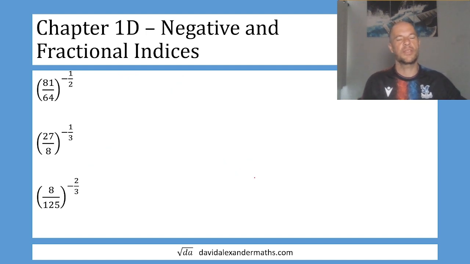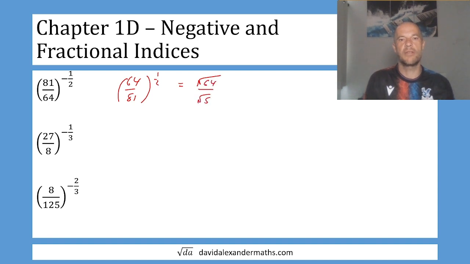Okay, so here we've got some fairly nasty looking ones, they're negative and they're fractional. So the first thing to do is turn it into a positive power. 81/64 to the power of negative 1/2 is the same as 64/81 to the positive 1/2, which therefore means the square root of the whole thing, or the square root of 64 over the square root of 81, which is 8/9.